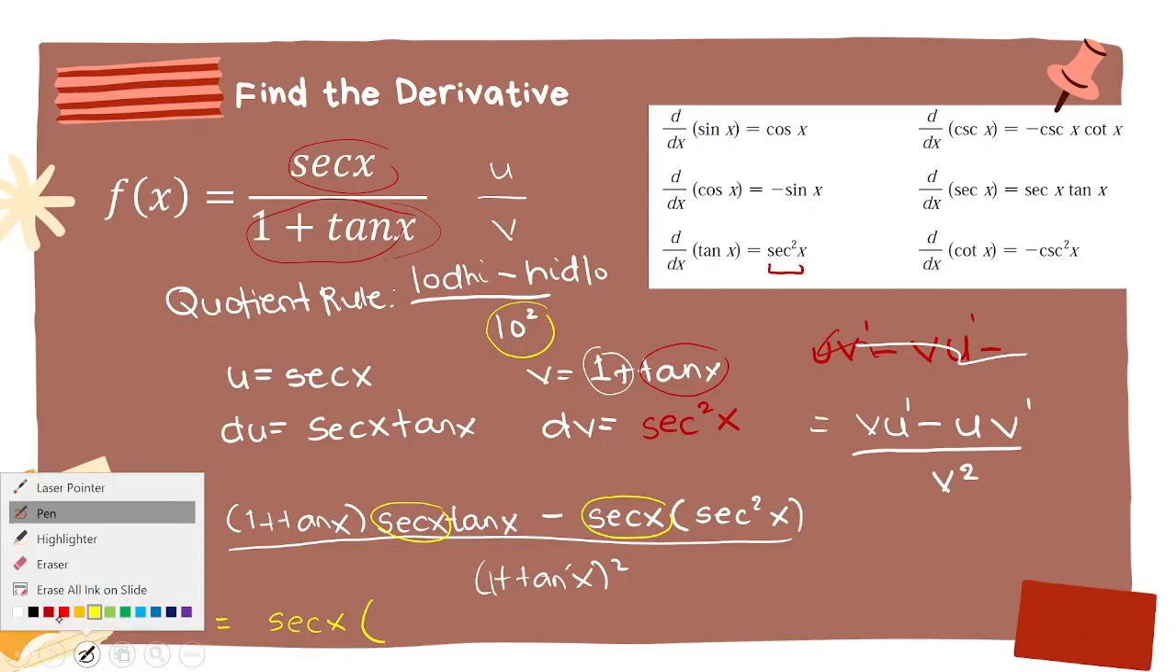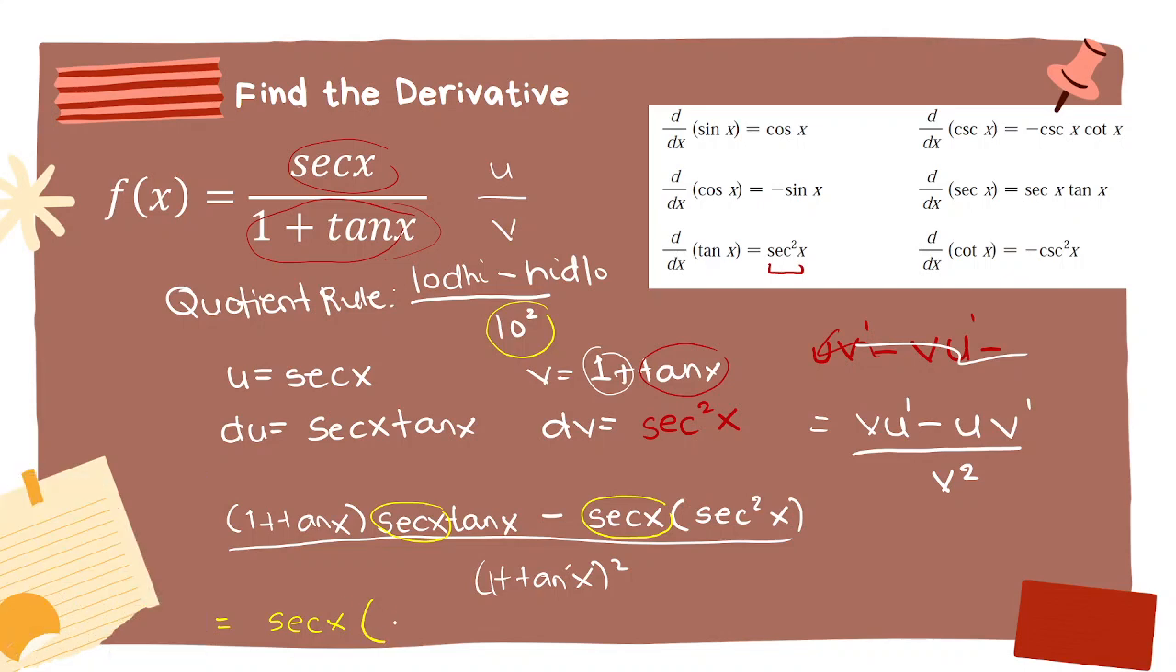Multiply. So, ano matitira ko dito? Magkakaroon ako ng 1 plus tan x multiply sa tan x, minus, ano na lang matitira ko dito? Sec squared x na lang. Now, kailangan pa natin siyang isimplify itong taas.